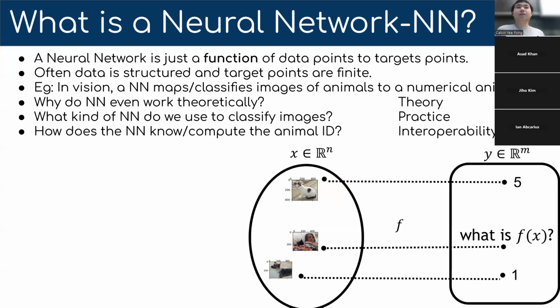But this is just the general gist of a neural network. More importantly, we should understand why these neural networks even work, how we can use neural networks to classify images like shown here, and how the neural network actually does this in practice. Make sense?